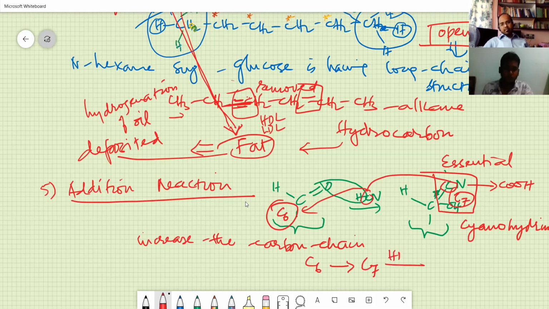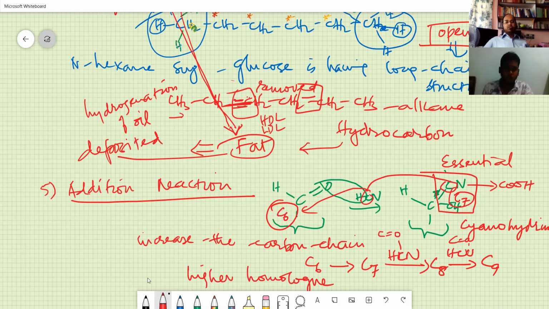Further, you can add HCN, convert it into C8 carbon atom. Further, you can add HCN, convert it into C9 atoms. Every additional step, you should have C double bond O and it should react with HCN. And every time you can see that you are getting a higher homolog. This you need to remember.